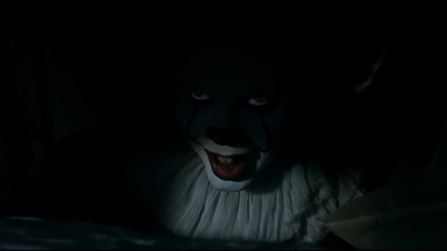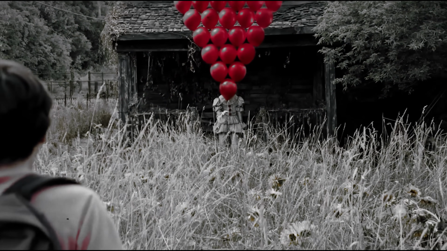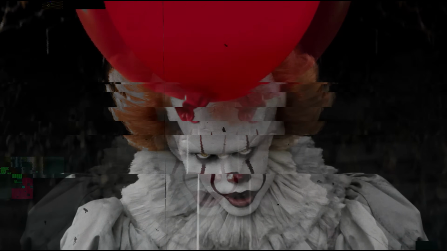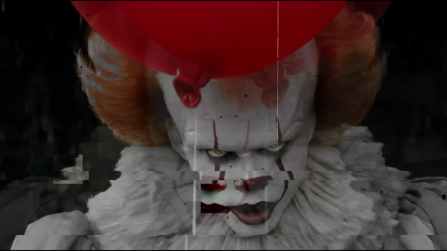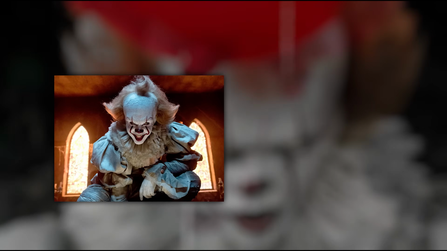Pennywise is one of the most iconic horror villains ever created, but what most people don't realize is that Pennywise isn't just a clown. He isn't even a physical being. He's something far, far worse. Today, we're breaking down Pennywise across two versions, the live-action adaptation and the original novel.